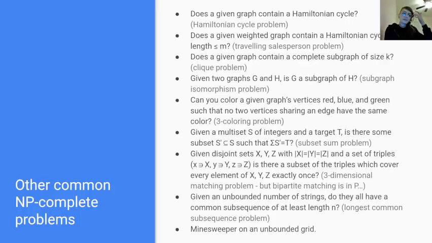Given some unbounded number of strings, not just a fixed number like 2 or 3, do they all have a common subsequence of at least length n? This is the decision problem version of the question, right? We're not finding this common subsequence. We want to know if there exists a common subsequence of at least length n. A common subsequence is like a common substring, except you can skip characters.